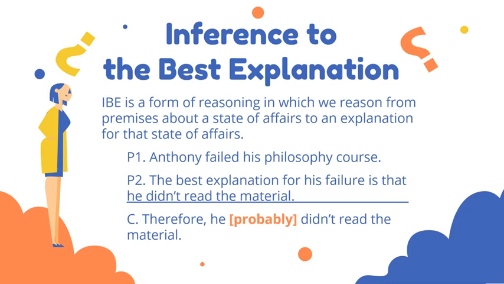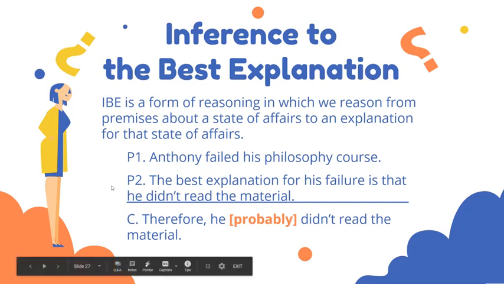So here's a simple example. Anthony failed his philosophy course. The best explanation for his failure is that he didn't read the material or do well on the exams. Therefore, he probably didn't read the material, right?